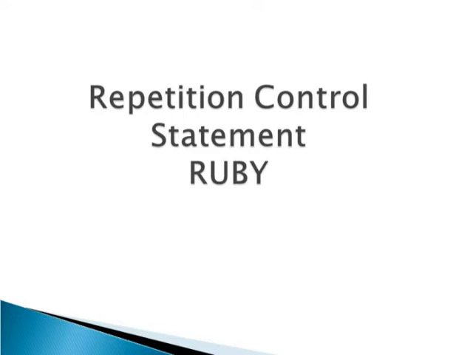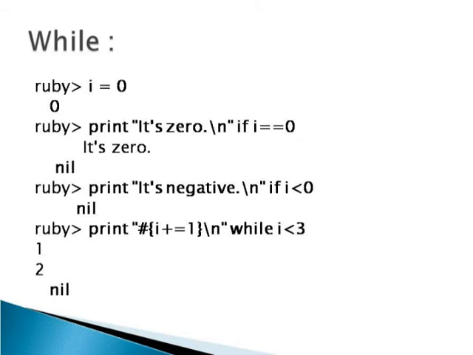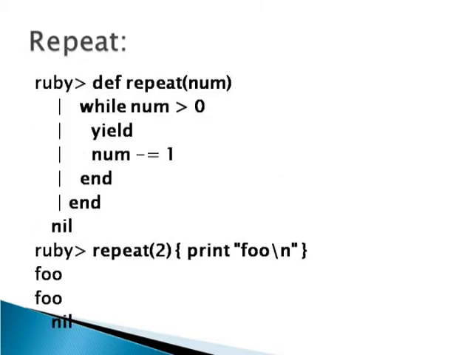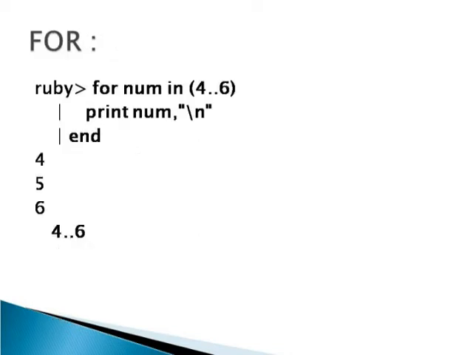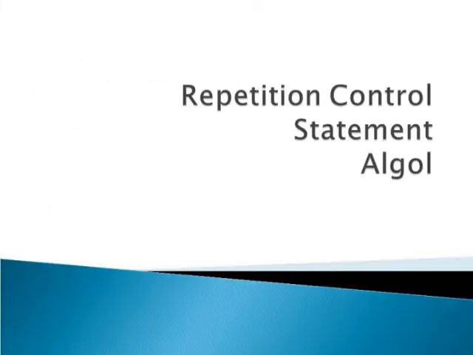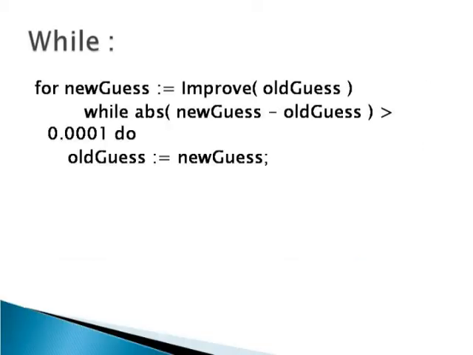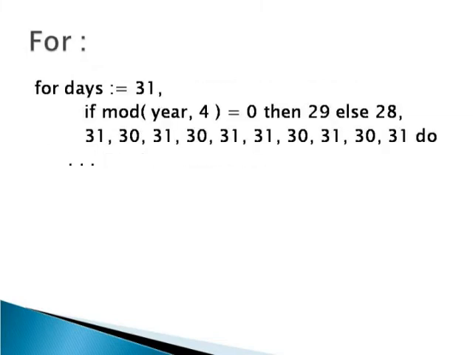Repetition control statements in Ruby. While loop example in Ruby. Repeat example in Ruby. For loop to print 4 to 6 numbers from Ruby. Repetition control statements in ALGOL. ALGOL while loop. In this for loop, it prints out the number of days in each month for a given year.